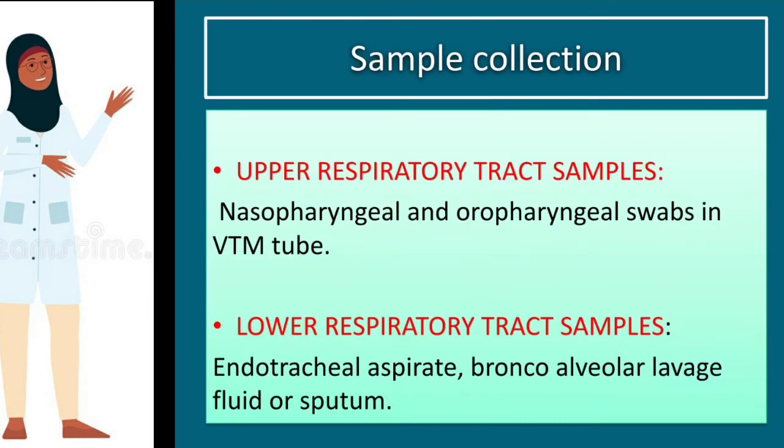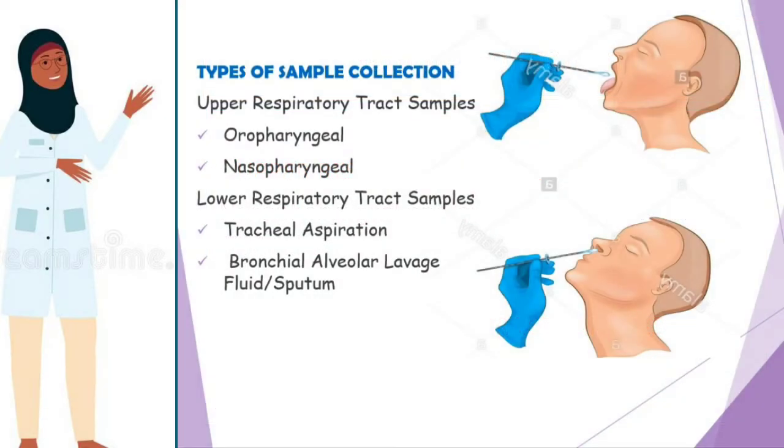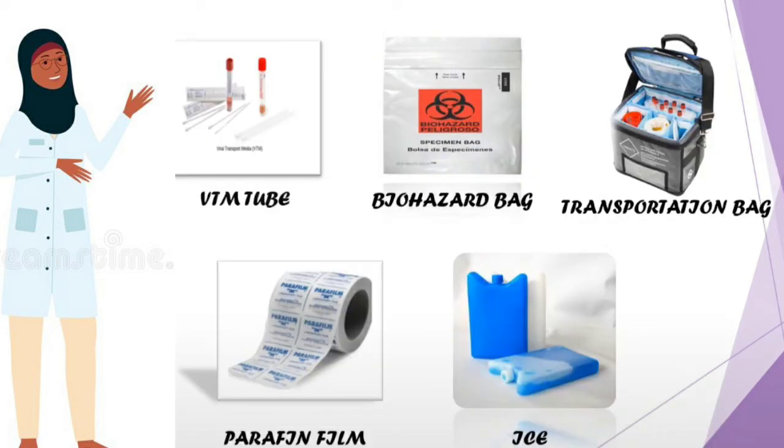Here we will discuss what kind of samples we collect and also what lab tests we do to diagnose COVID-19. Usually we collect samples from the upper respiratory tract and also from the lower respiratory tract. The samples from the upper respiratory tract involve both nasopharyngeal and oropharyngeal swabs. But if the patient is critically ill or intubated, we can collect lower respiratory tract samples like endotracheal aspirate, bronchoalveolar lavage fluid, or sputum. Then the collected swab is sent to the lab in a VTM tube, that is, viral transport medium tube.